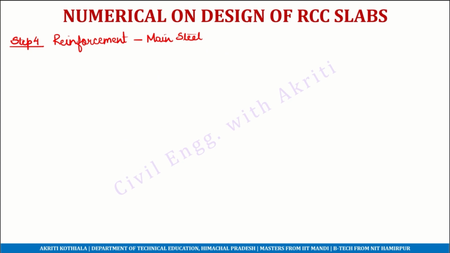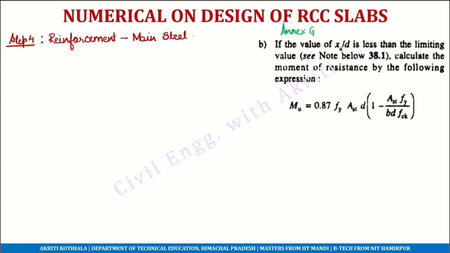So the next step is reinforcement. In this reinforcement, we will be calculating the main steel. If you remember, I just explained to you that in a slab there are two types of steel. One is the main steel and the other one is the distribution steel or temperature steel. So this particular calculation is for main steel. Again referring to Annexure G, we have the formula Mu equals 0.87 Fy Ast d, whole into 1 minus Ast Fy upon b d fck.